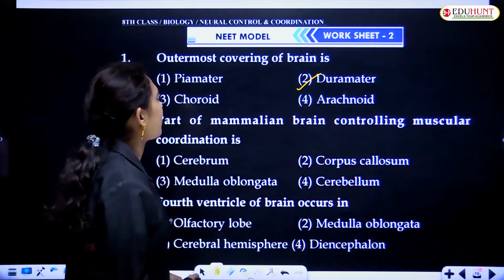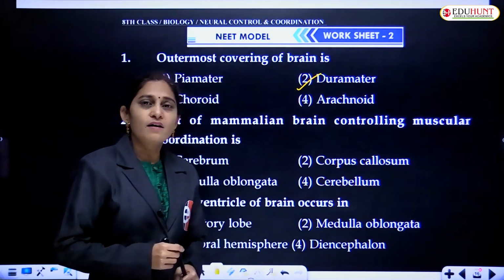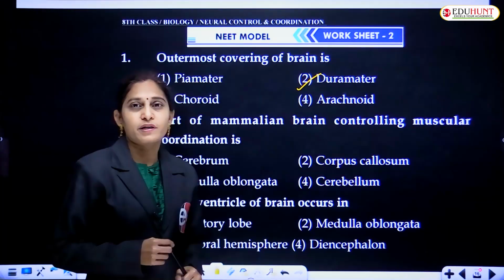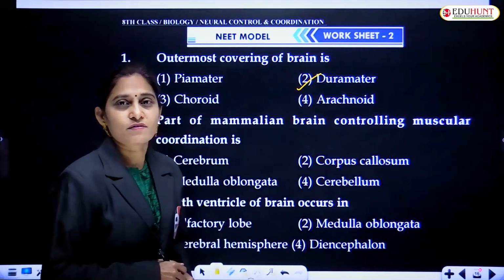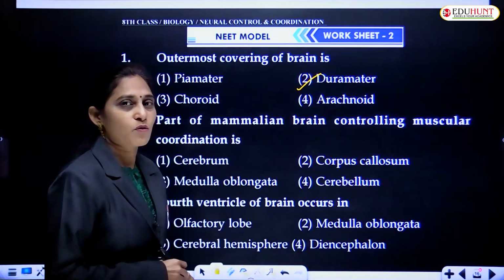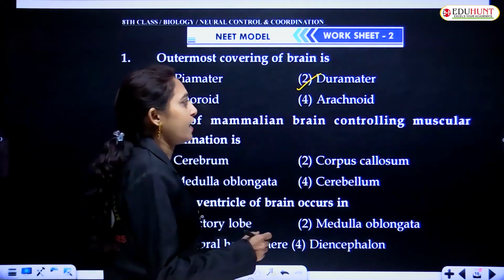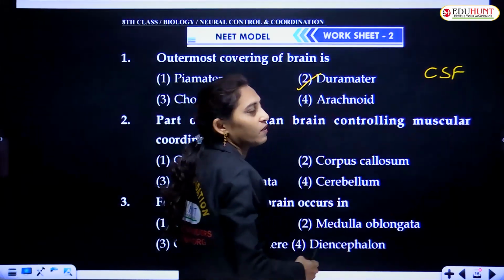Then arachnoid, then piameter. And what is the fluid that is present in the central nervous system? Cerebrospinal fluid, CSF.